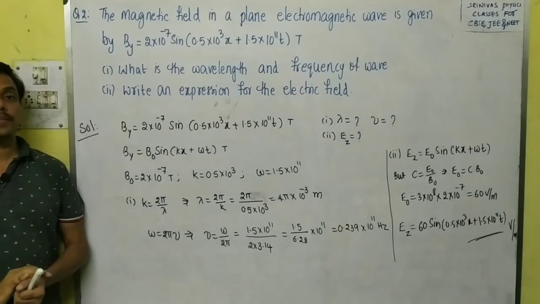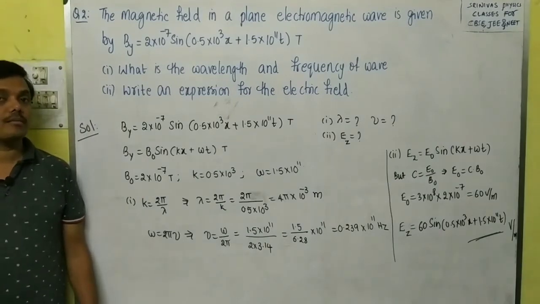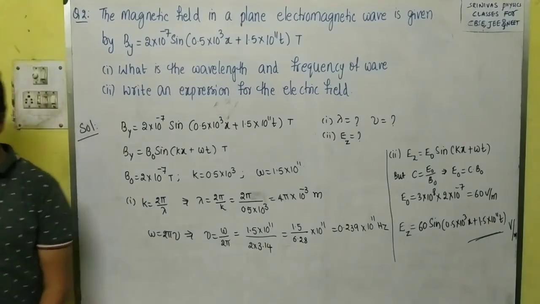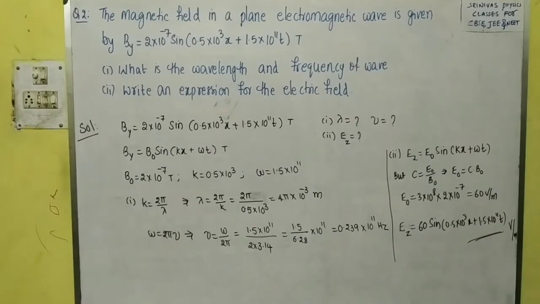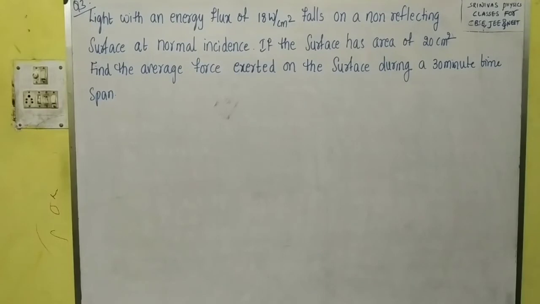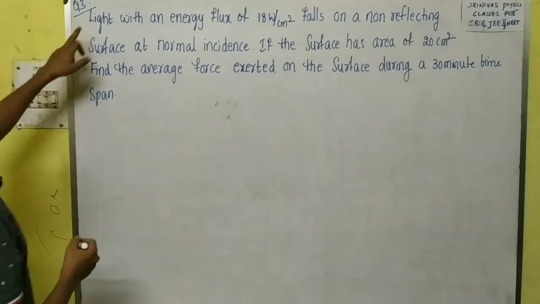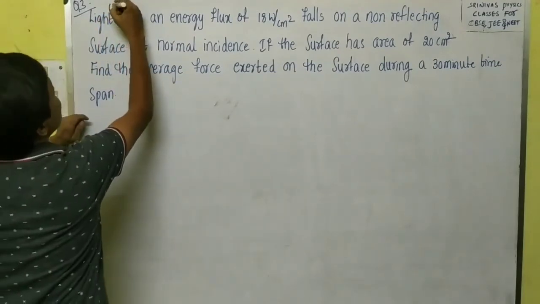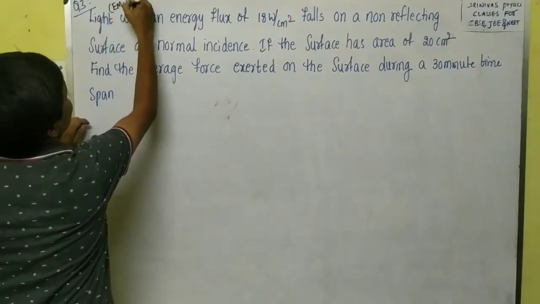This is the solution for this question. Let us go for one more problem. Okay, let us go for the one more last problem. Light here we can take as an EM wave. Okay, EM wave is the light.